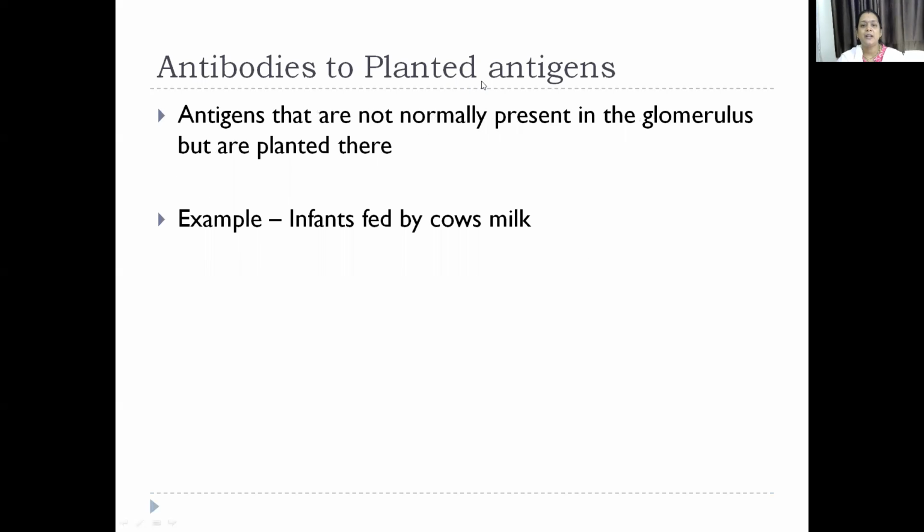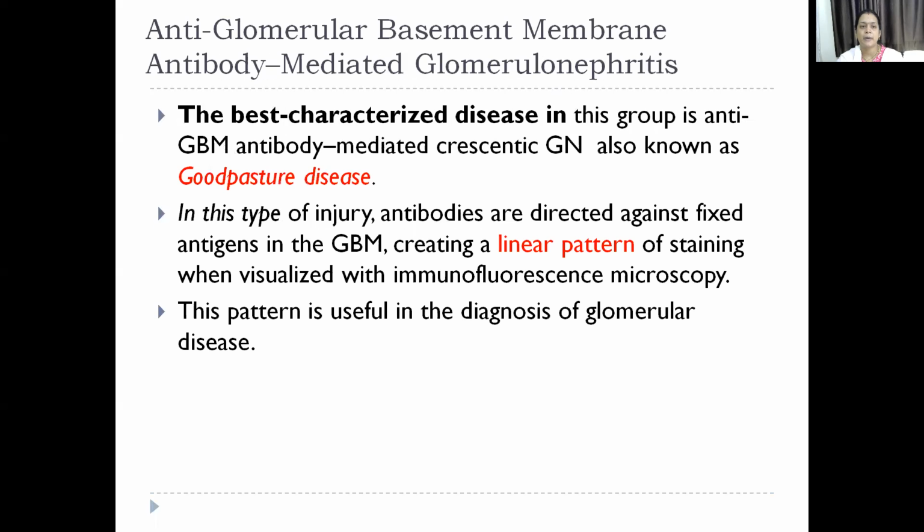Now, antibodies to planted antigens. These are antigens that are not normally present in the glomerulus but are planted there. In infants, if you feed them cow milk, these milk antigens go and sit in the basement membrane of the glomerulus, and then they attract the antibodies, and an antigen antibody reaction happens, and because of that there will be an injury. So this is about it.